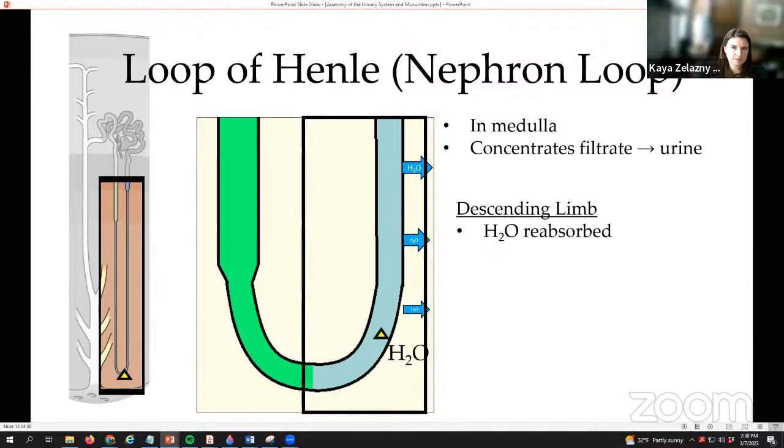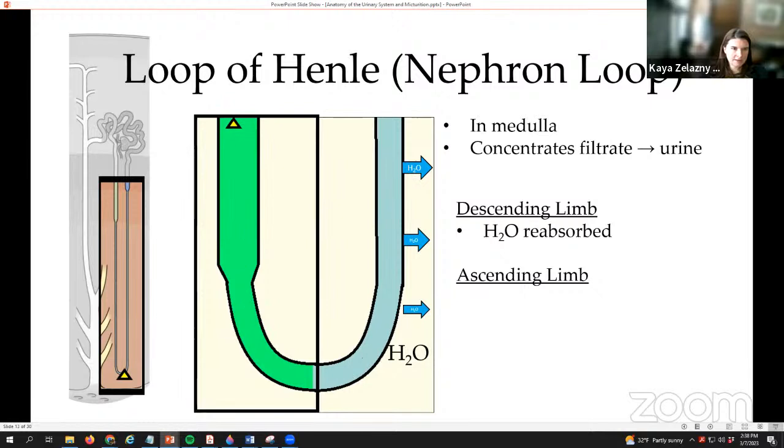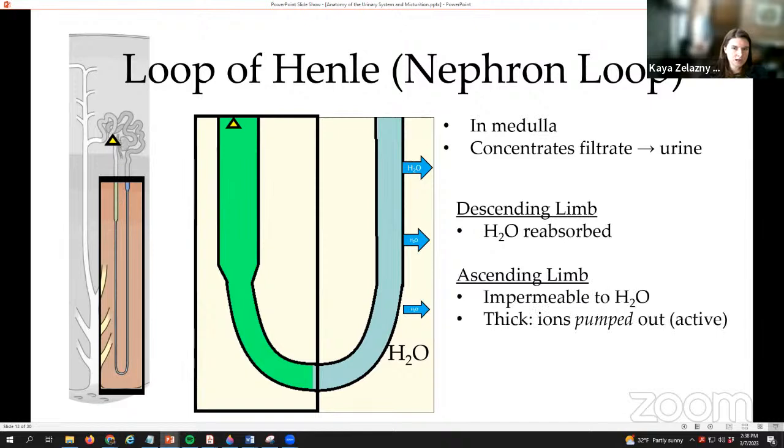And then in the ascending limb, going back up, we're going to have something else happening. What's going on is that we're going to be actively pumping out ions. So in the ascending limb, we're not doing water stuff anymore. It's impermeable to water. What we are doing is pumping out ions, specifically sodium and chloride, to make the medulla salty. So the fact that the medulla is salty is ultimately going to drive our water reabsorption. That's all due to the ascending limb and its active pumping of sodium and chloride, largely. When I say the medulla is salty, that's what I mean, because NaCl is table salt, sodium chloride. We'll talk about this process in detail as we talk about the physiology of the kidney.